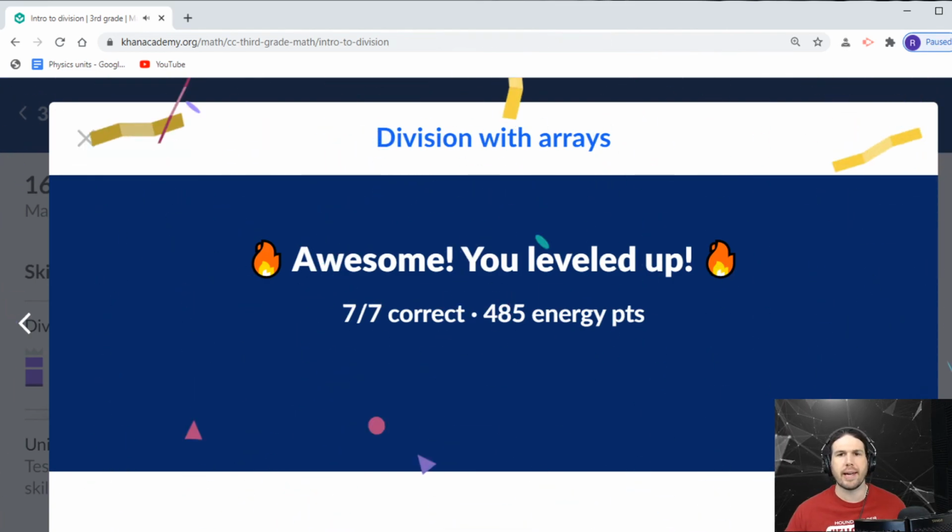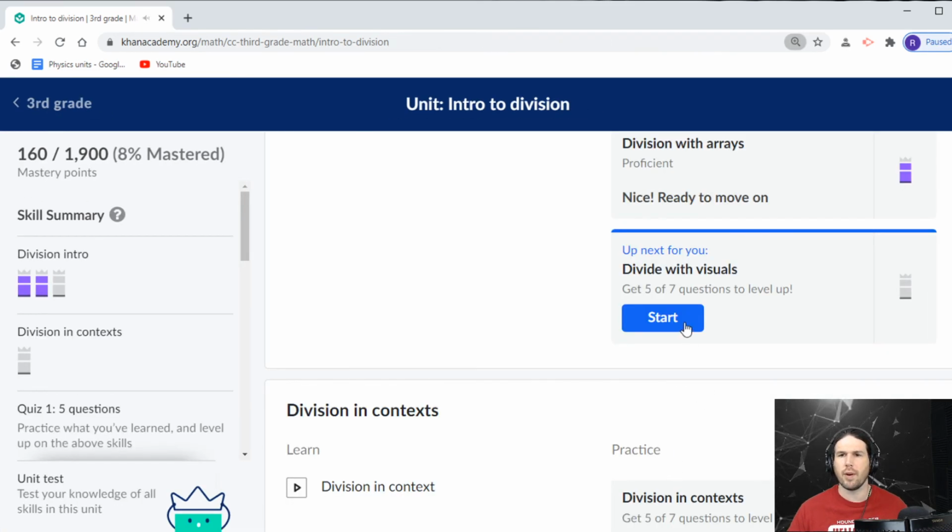That is division with arrays. Let's move on to divide with visuals.